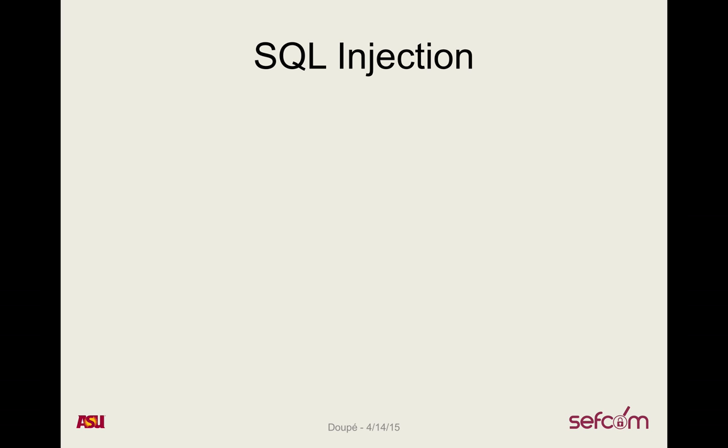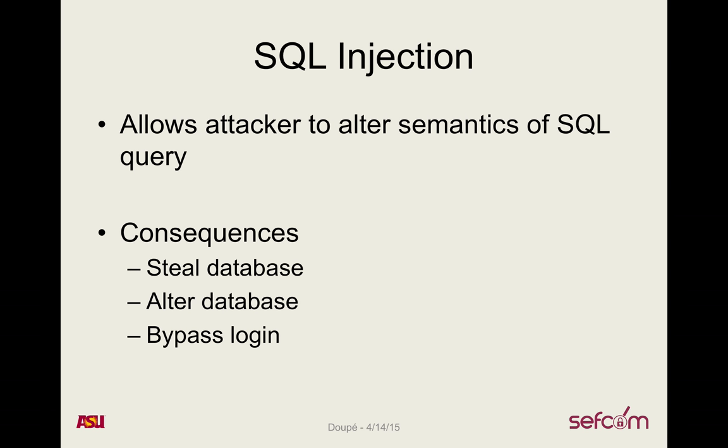Okay, so the first vulnerability we're going to look at is SQL injection. I think it'll be the only one. The key idea: we saw web applications query a database by issuing SQL queries. The critical thing to understand about SQL injection is that the web application is building up these queries by concatenating strings together.